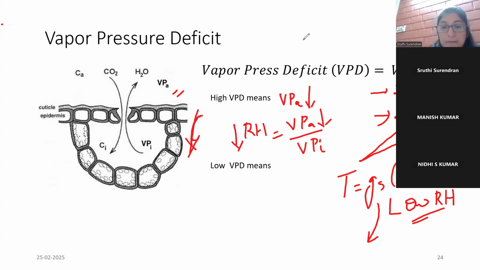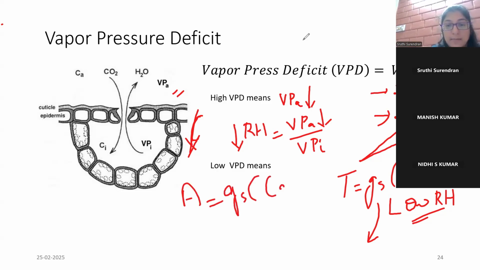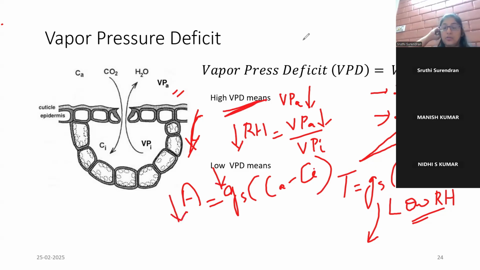The stomata is going to close so that more of the transpiration does not happen. Now, if the stomata closes, what will happen to the carbon dioxide? The carbon dioxide will not enter. Now we know that A is equal to Gs into (Ca minus Ci). So at high VPD, Gs is going to be low. This will result in the assimilation or photosynthetic rate also becoming low. So the photosynthetic rate will decrease. So this is the process.